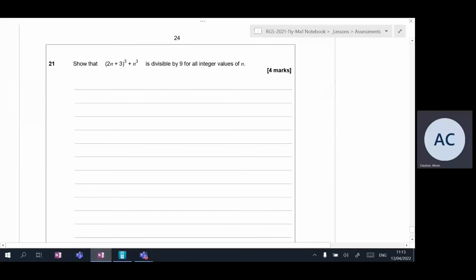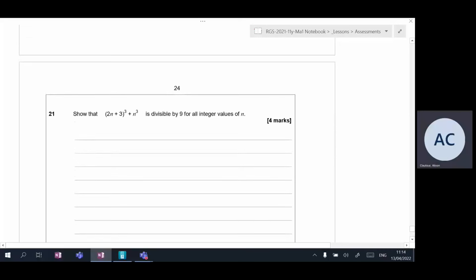Okay, question 21. Show that this is divisible by 9 for all integer values of n. So just a bit of multiplying out brackets. You can multiply out 3 brackets as you would at GCSE, so just expand, expand, expand. But as we know about binomial expansion, I think it's easier to use binomial expansion.